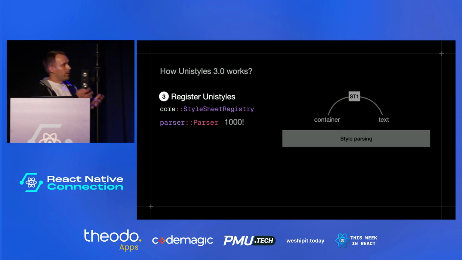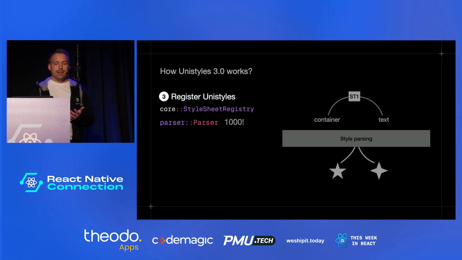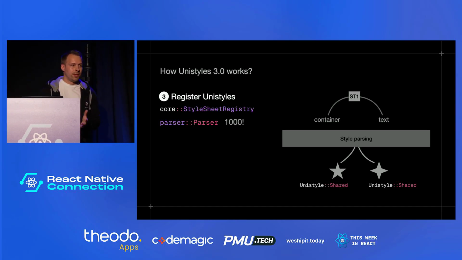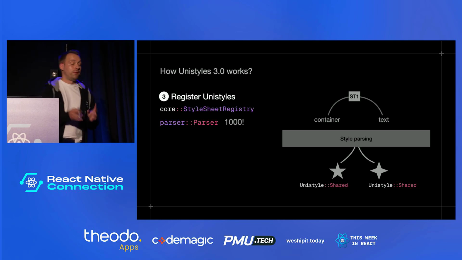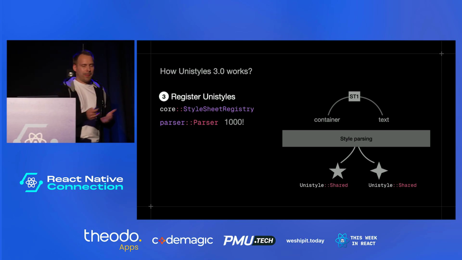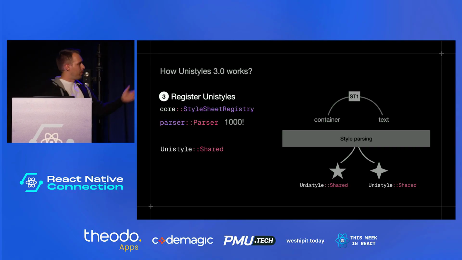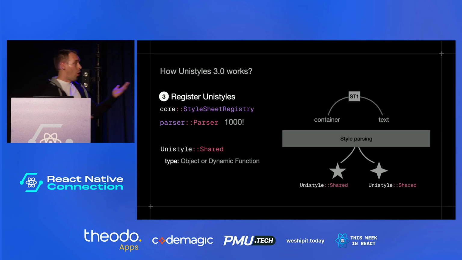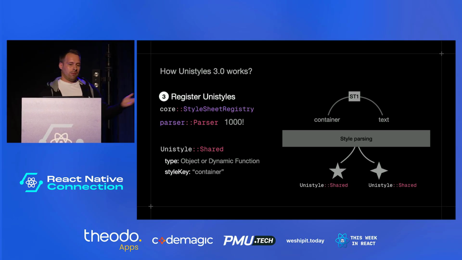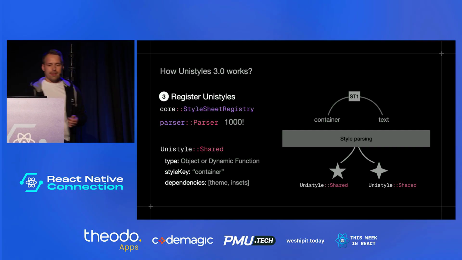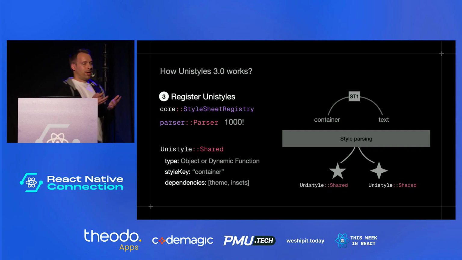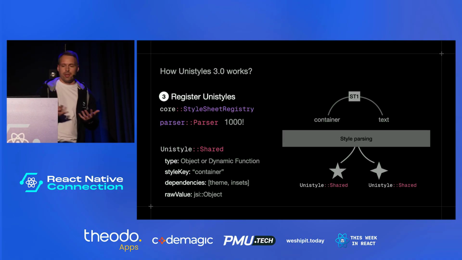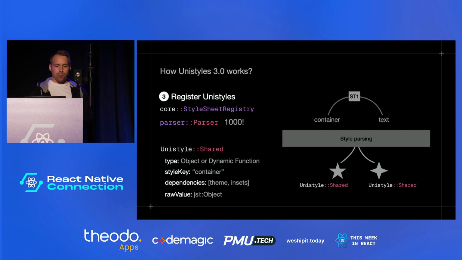I move your container and text styles to the parser, and it will produce Unistyles. Unistyles are C++ pointers to the parsed styles with the metadata. And we keep some kind of metadata. I will show you an example. So, for example, we have one Unistyle, which is of type object or dynamic function. It depends on you. For example, we have a style key, container or text, and we have dependencies. They are pulled from Babel from the first step. Also, I keep the raw value, which in this case for container is a JSI object.